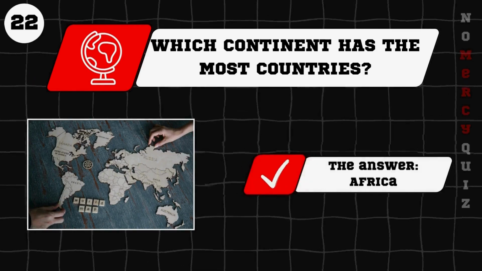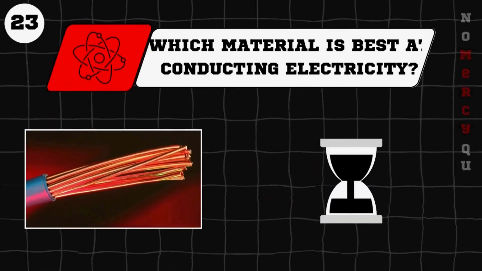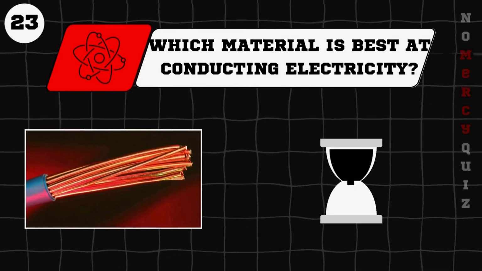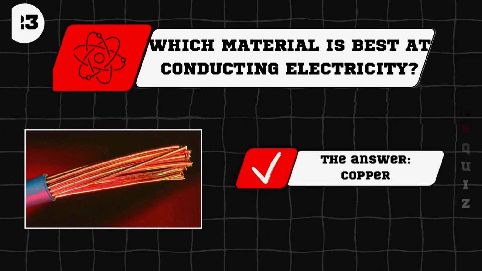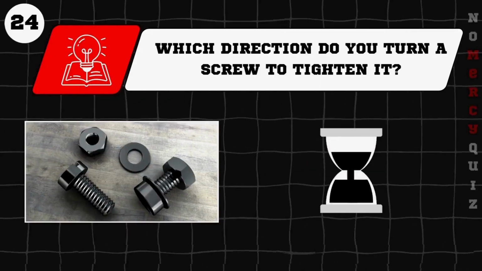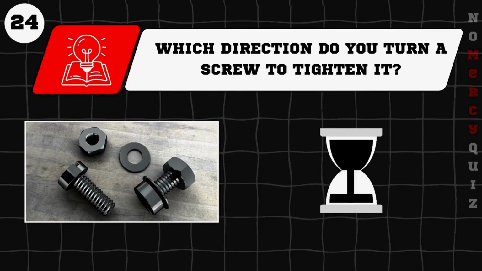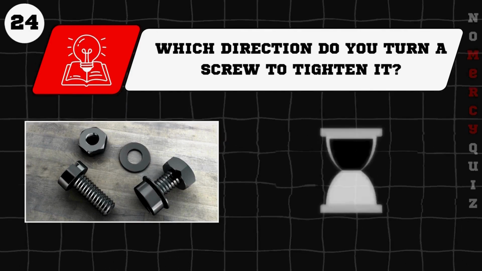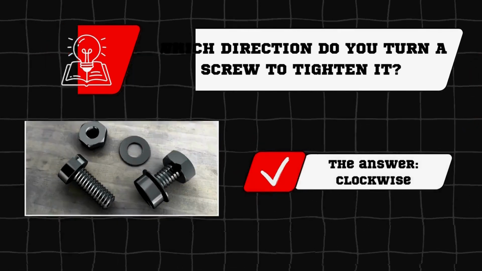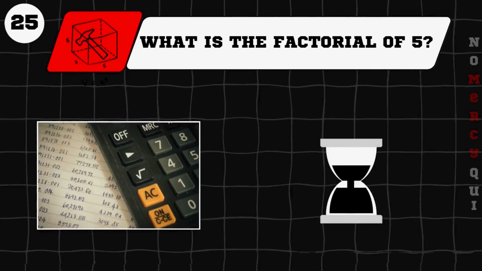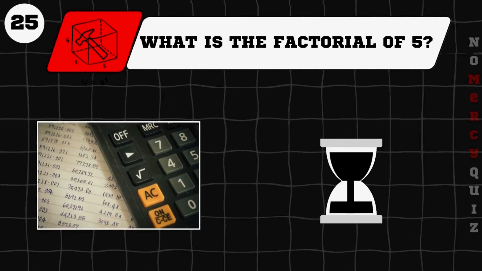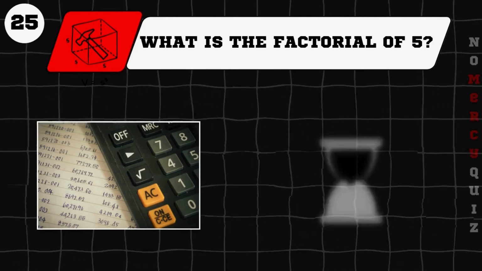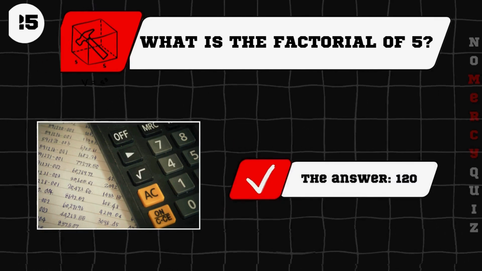It is Africa. Which material is best at conducting electricity? Copper. Which direction do you turn a screw to tighten it? You do it clockwise. What is the factorial of 5? It's 120.